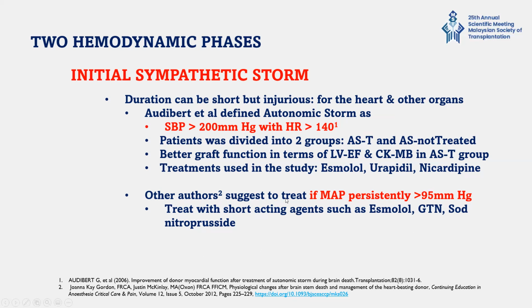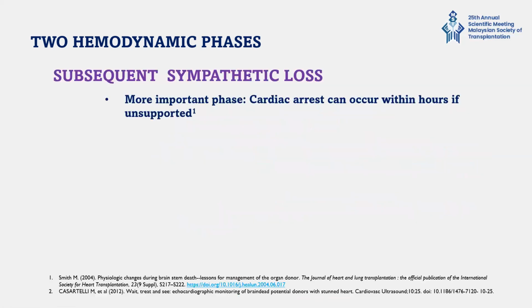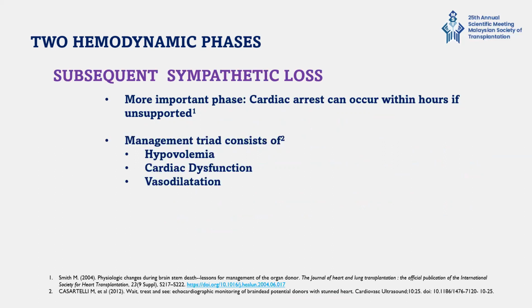Other authors suggest treating sympathetic storm if MAP is persistently more than 95 mmHg. They suggest using short-acting agents such as esmolol, GTN, and sodium nitroprusside. Like I said, I think the best one should be esmolol. Subsequent sympathetic loss is the more important phase because it is longer. Cardiac arrest can occur within hours if unsupported. The management triad consists of hypovolemia, cardiac dysfunction, and vasodilatation. So we need to tackle each of these issues, which can usually be seen in brain death patients.